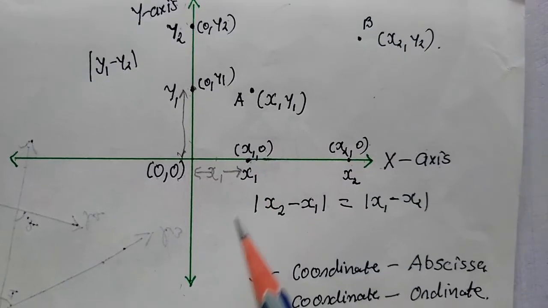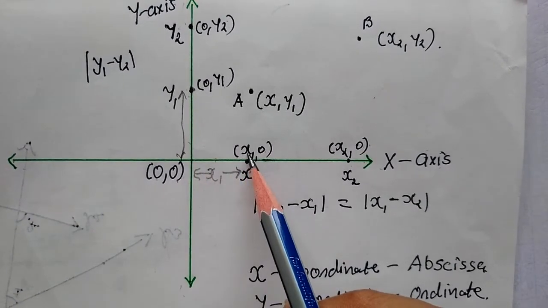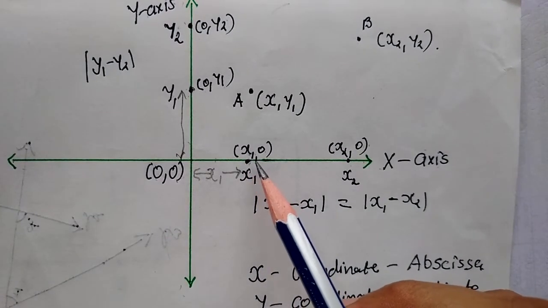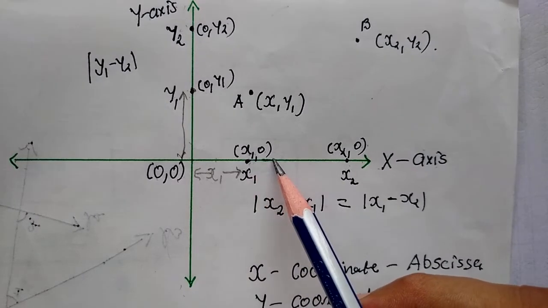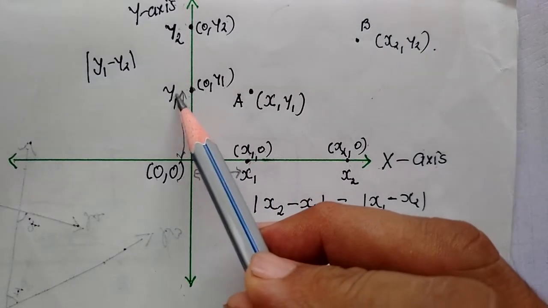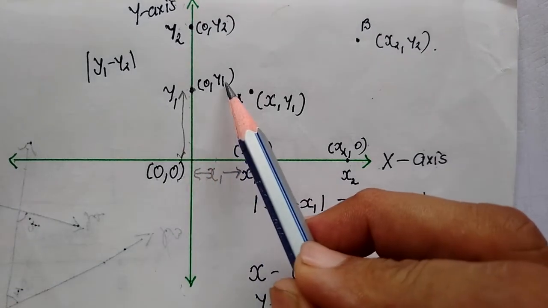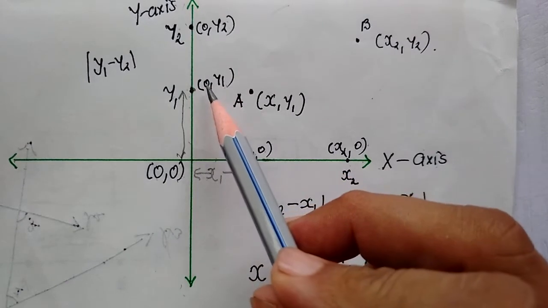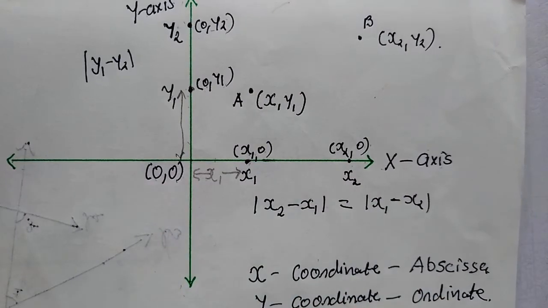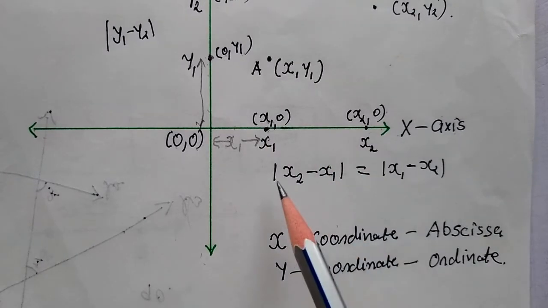The distance of this point from the y-axis is x1. The x1 coordinate is known as abscissa, and this point is on the x-axis, therefore the y-coordinate is 0. Similarly, here the distance of this point y1 from the x-axis is y1, and it is on the y-axis, therefore the x-coordinate is 0. Similarly for this point.